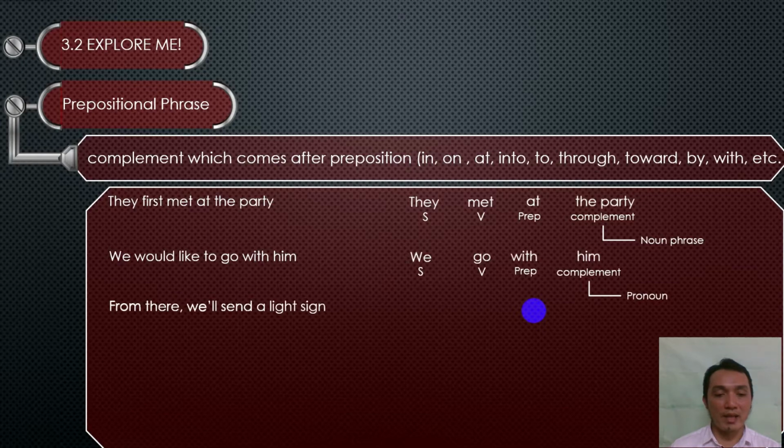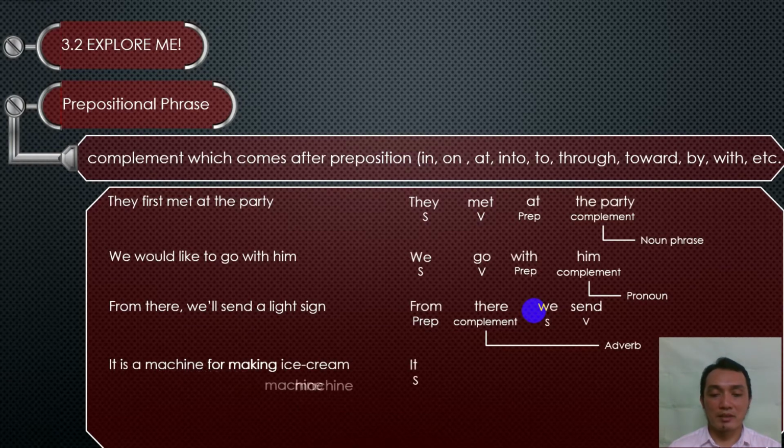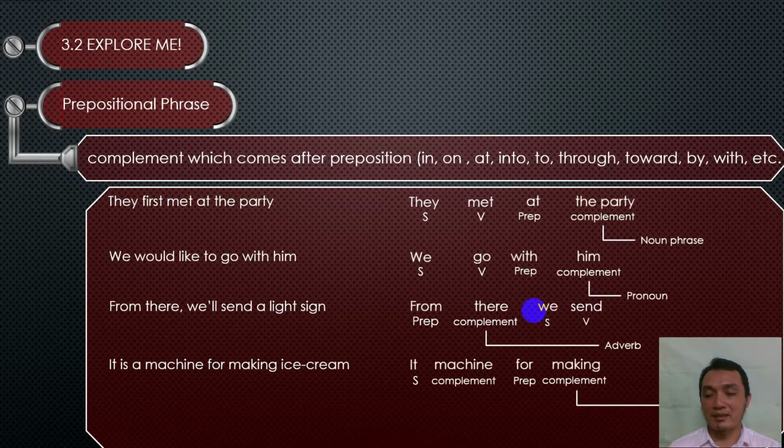Then the next example: from there, we send a light sign. From is the preposition, there is the complement, we is the subject, send is the verb, and light sign is the object. And then: it is a machine for making ice cream. It is the subject, machine is a complement, for is the preposition, and making is a complement in the form of a gerund. So there are 4 examples that I've given to you.